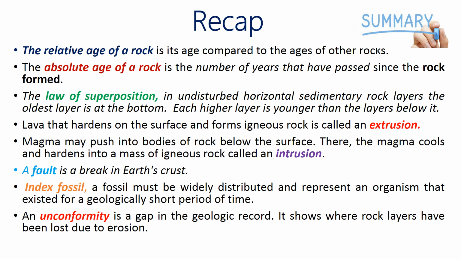Index fossil. A fossil that is widely distributed and represents an organism that existed for a geologically short period of time is called an index fossil. An unconformity. An unconformity is a gap in the geologic record. It shows where rock layers have been lost due to erosion.